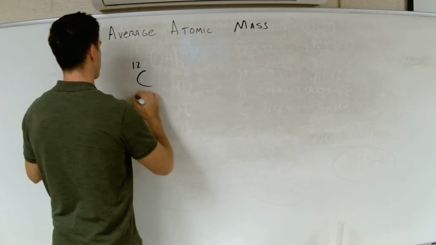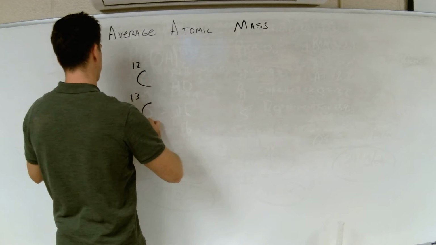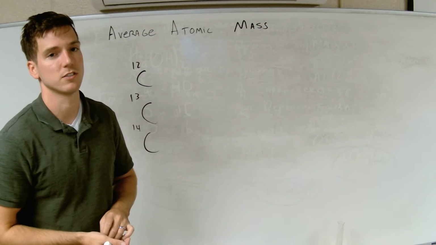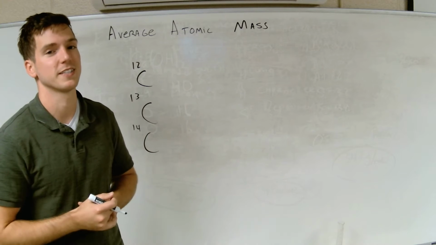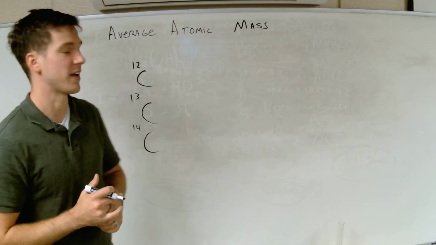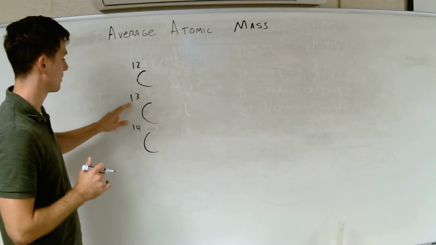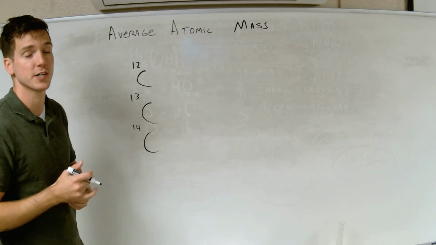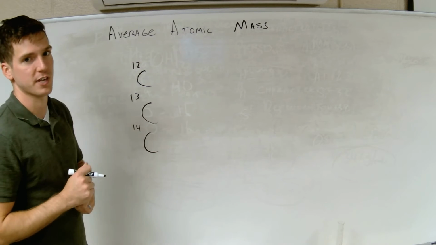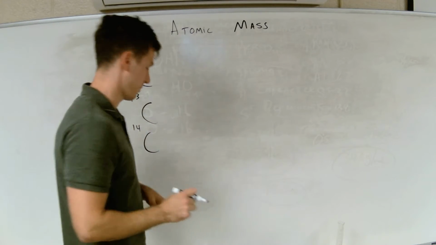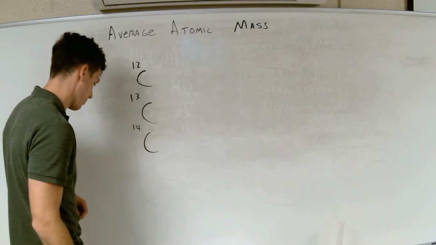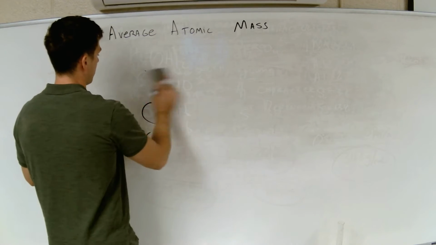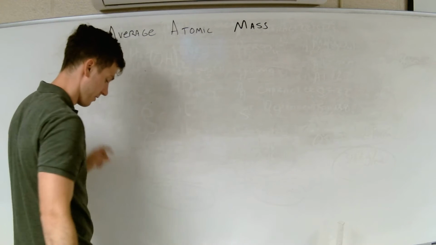You also have carbon 13 and carbon 14, and they show up in certain abundances, and we have to check to see which one shows up more to get that average atomic mass. So this one has an atomic mass of 12, this one 13, this one 14. We take the average based on how much they show up in nature, and that gives us our average atomic mass on the periodic table. So let's get into a couple examples. Or let's just get into the formula first.